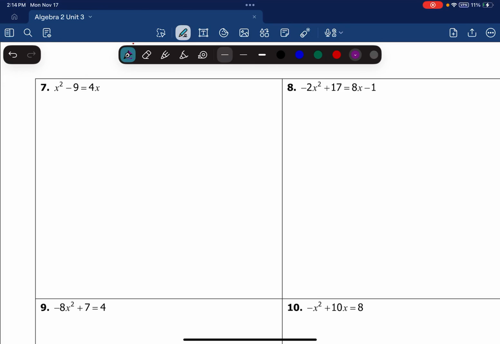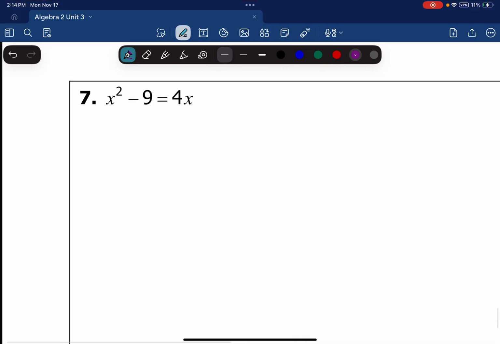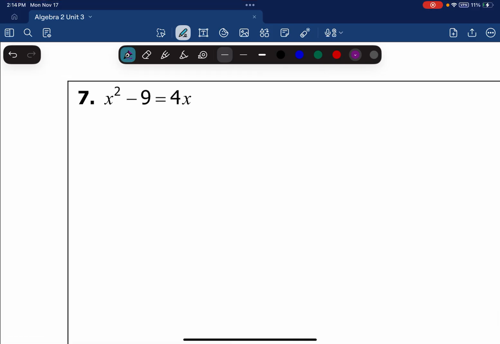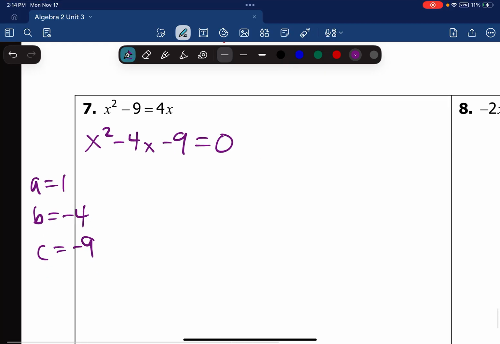Okay, we're now on to video 2 of solving with the quadratic formula. First things first, we've got to make it equal to 0. So we're going to subtract that 4x over. So this is our new equation in standard form. Then we're identifying a is 1, b is -4, c is -9.